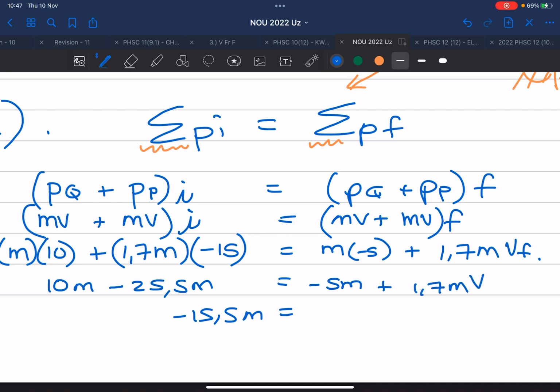Kan jy hierdie twee goed bymekaar tel? Can you add these two things together? Nee, want hy is 'n M al V en hier is net 'n M. Ek gaan hom aan die ander kant toe vat, word plus 5, so dan is daar net 'n minus 10. And then I'm going to divide by 1.7 m on both sides. And then we get the velocity to be negative 6.